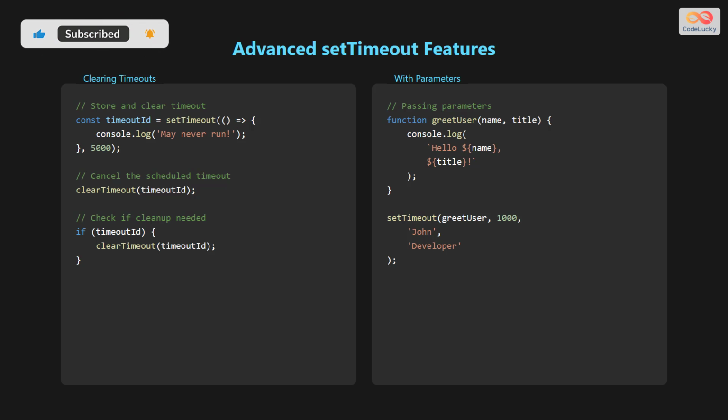You can also pass parameters to the callback function. In this example, the greetUser function, which expects name and title, is called with John and developer as parameters after a delay of 1000 milliseconds.